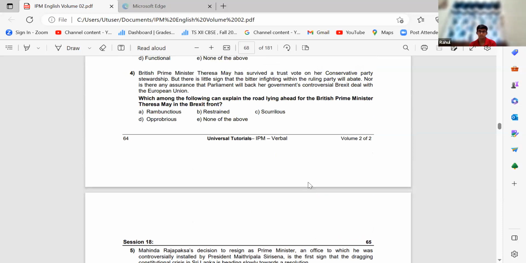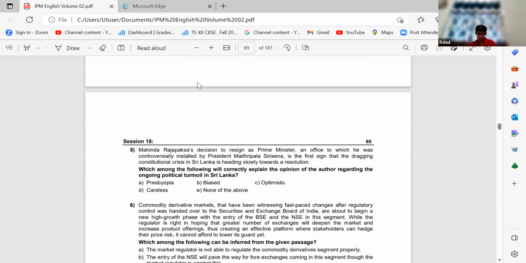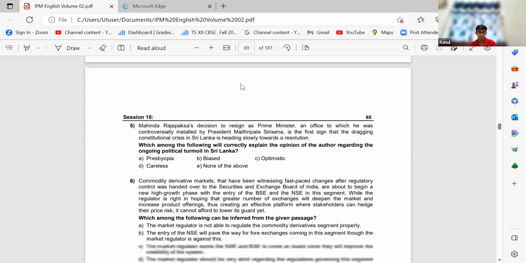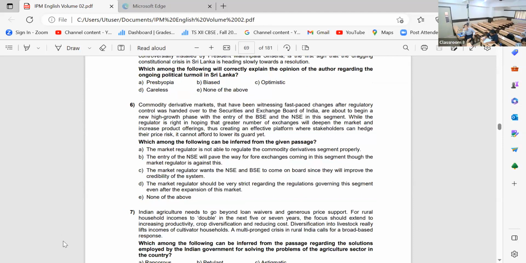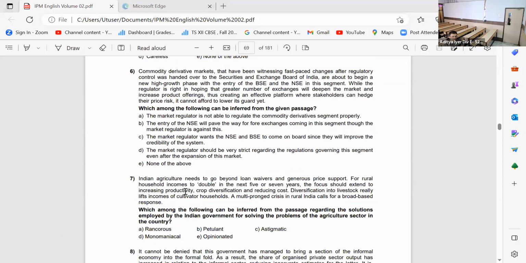Scurrilous means humorously insulting. Okay. And did she do opprobrious? Opprobrious. Okay. Aditya, any 2 quickly? Presbyopia is an eye disease. It affects your near vision. And monomaniacal means obsession about one thing only.